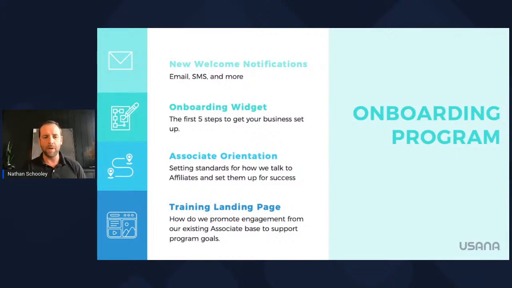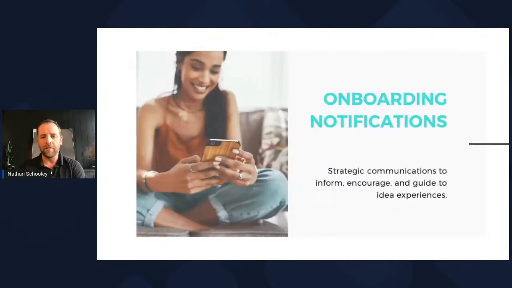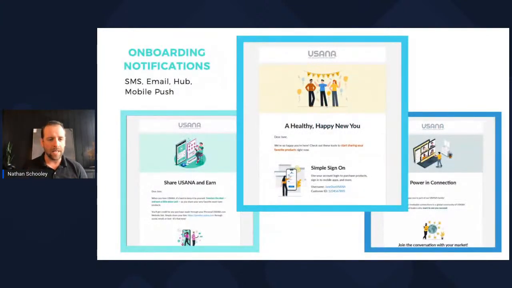So with the onboarding program, again, the first thing is notifications. We want to make sure that people are aware of this. We want to make sure that your new team members know what they have access to, what's available to them, and where they can find it. So we have emails, like I said, we have the hub, which we'll look at. We have text messages, and basically these are all just communication, right? We want to make sure that everybody knows what's happening.